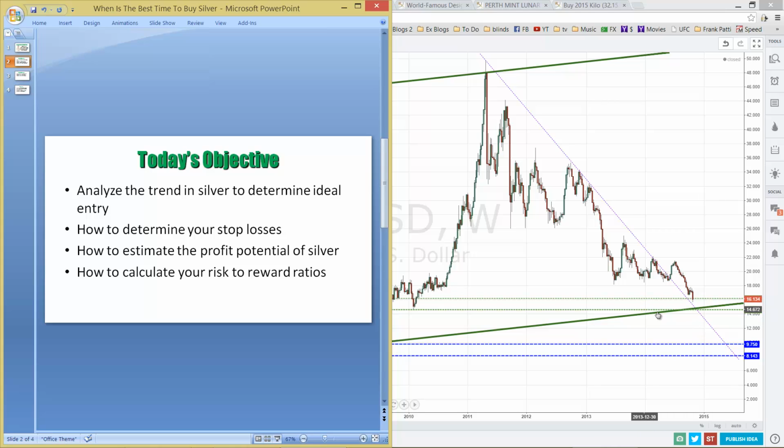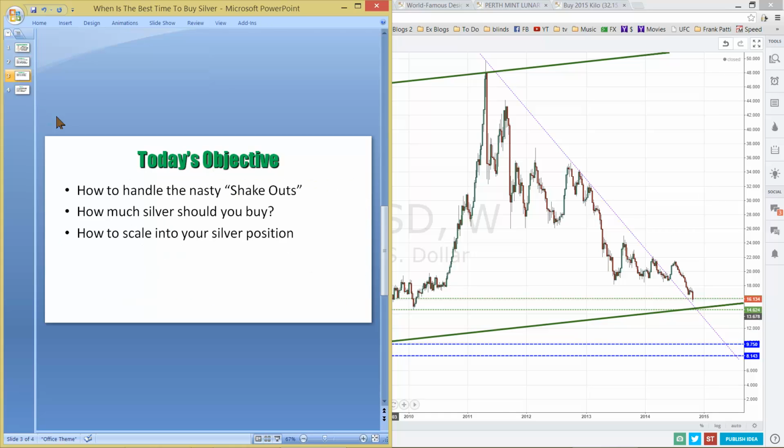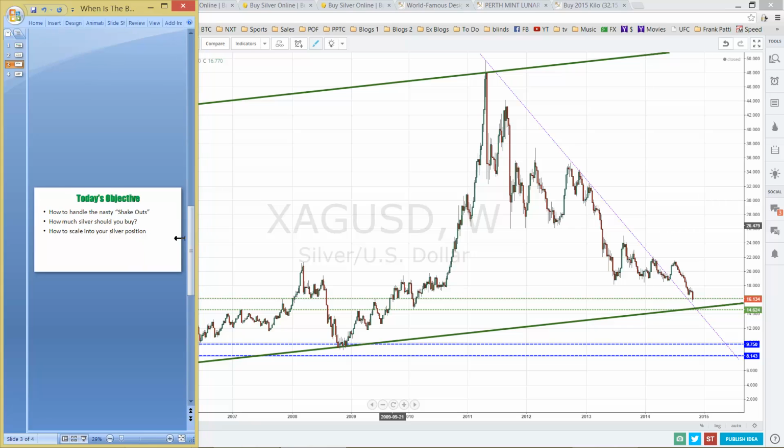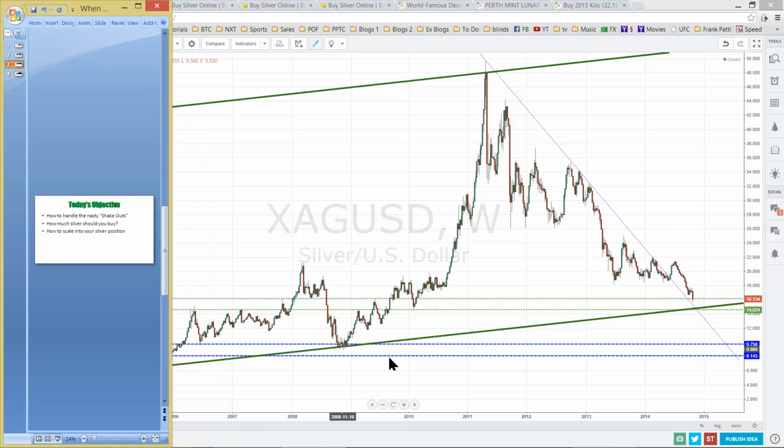Now, just in case, I'm going to jump ahead to this next slide. Just in case you get shaken out, which means the institutions will more than likely want to push the price down a little bit further, because they know that a lot of people are looking to buy at these price levels based on their technical analysis. So what they will probably do is push the price down here to the $10 mark so that it breaks through that trend line, just to shake people out.